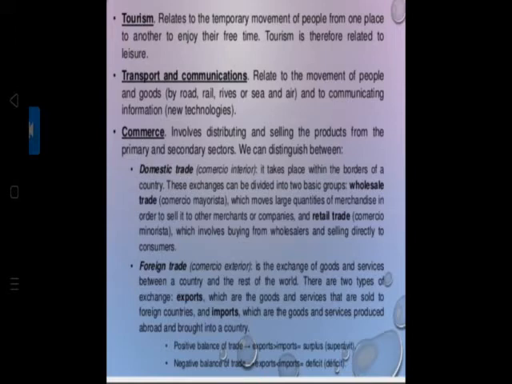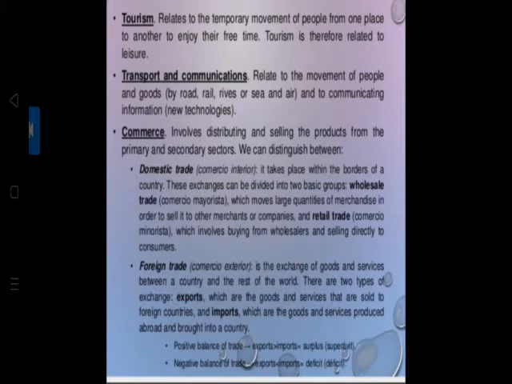Now, commerce. Understand how commerce comes under the tertiary sector. It involves distributing and selling of products from the primary and secondary sectors. Until and unless these are distributed or reach the end customers, they're of no use. These sectors are basically working for the end customers. We can distinguish domestic trade, that is, trade that takes place within the borders of the country. Anything which is within the borders is domestic.